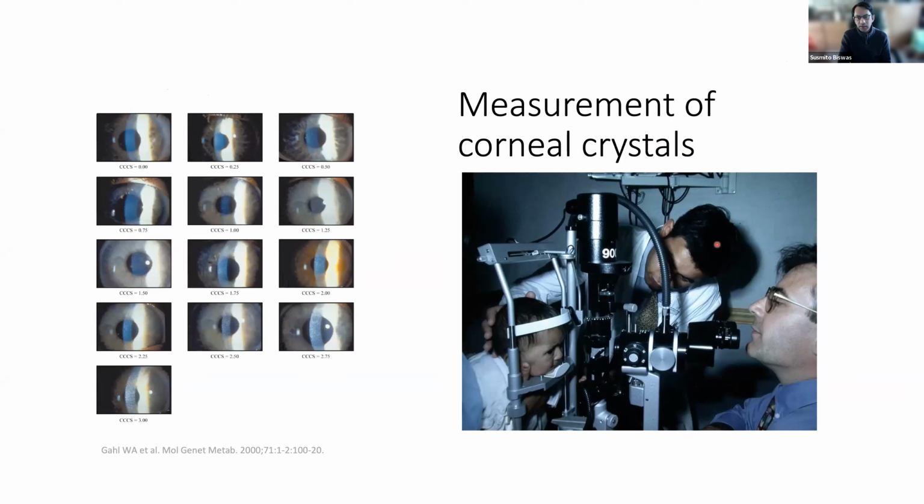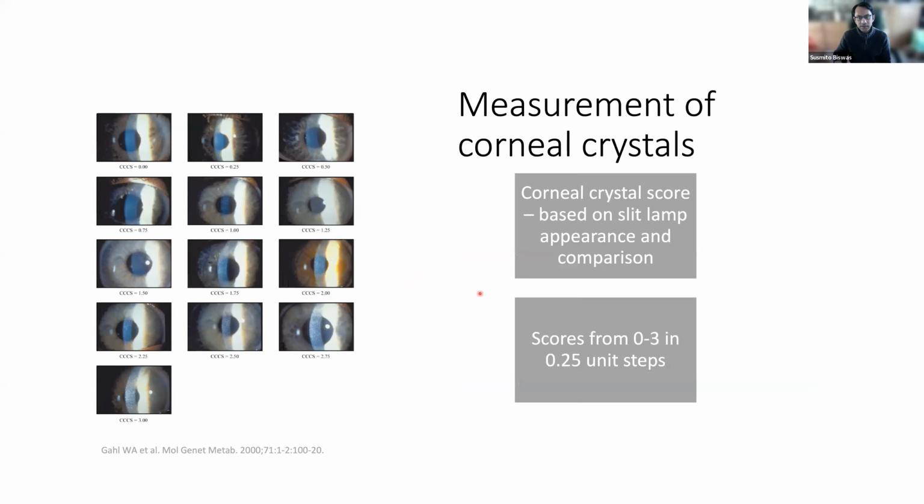So what we want to try and do is assess how much crystal deposition is present in the cornea. And this is a standard technique using a slit lamp biomicroscope, many of you may be familiar with. And you can grade how much crystals are deposited in the cornea. This is a crystal grading system based on a publication by William Gall. This is the corneal crystal score. And you can see a panel here on your left with increasing crystal deposition and a score that increases from 0 to 3 in 0.25 unit steps.